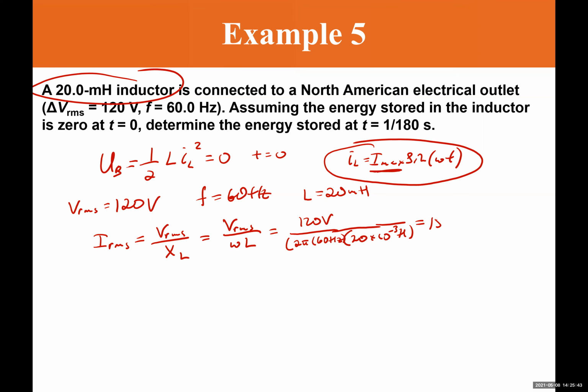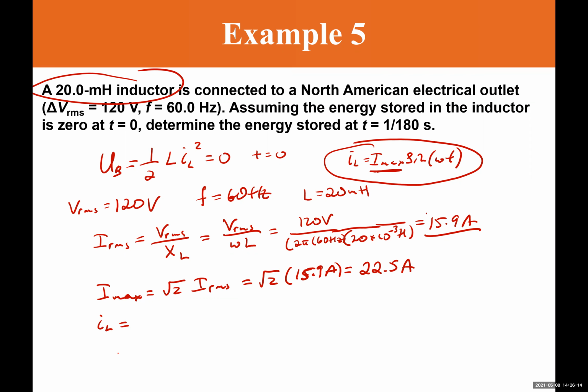That gives me the RMS current, which will be 15.9 amps. Then the RMS current can be used to find the maximum current, which is equal to square root of 2 times I RMS. This will be square root of 2 times 15.9 amps, which gives 22.5 amps. That will be my maximum current. Then coming back to the equation for the time varying current, I have I max times sine of omega t.